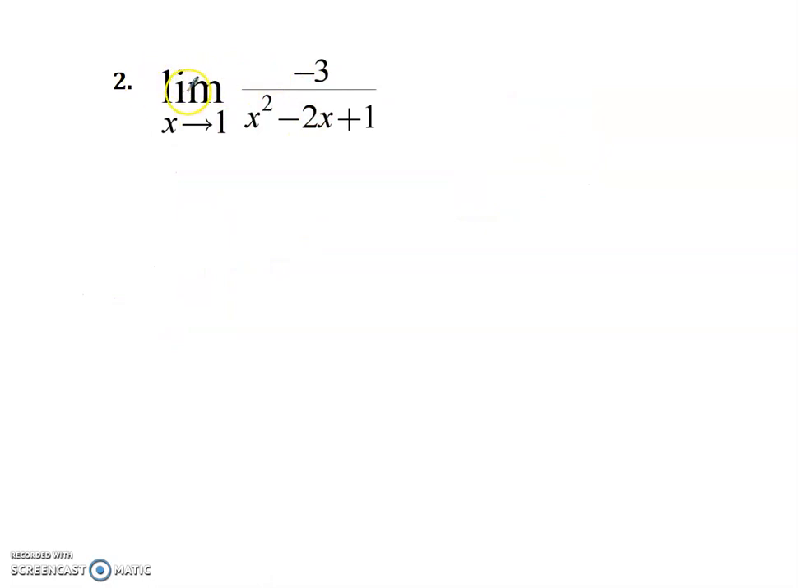So then for number 2, when I plug in 1, that's going to give me 1 minus 2 plus 1. That'll give me 0. So this is going to be an asymptote. But what I need to do first is factor this. So this will factor into x minus 1 times x minus 1, which is x minus 1 squared. So I can see I have an asymptote at +1, and it's even.